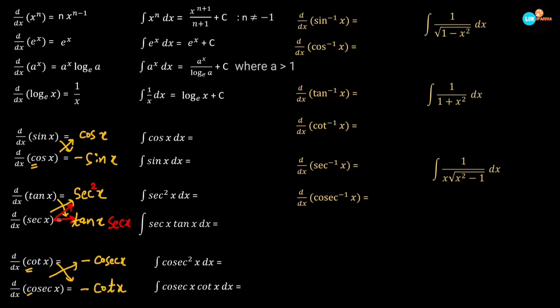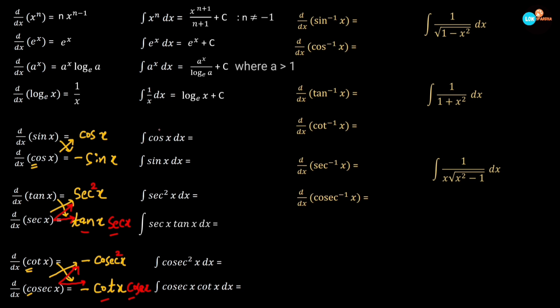And here again you have to mark the same way. Cosec should go up also. So cosec square x. And here also cosec should come. So cosec x. So derivative of sin x is cos x and derivative of cos x is minus sin x. Derivative of tan x is sec square x. Derivative of sec x is sec x into tan x. Derivative of cot x is cosec square x with negative sign. And derivative of cosec x is cosec x into cot x with negative sign.